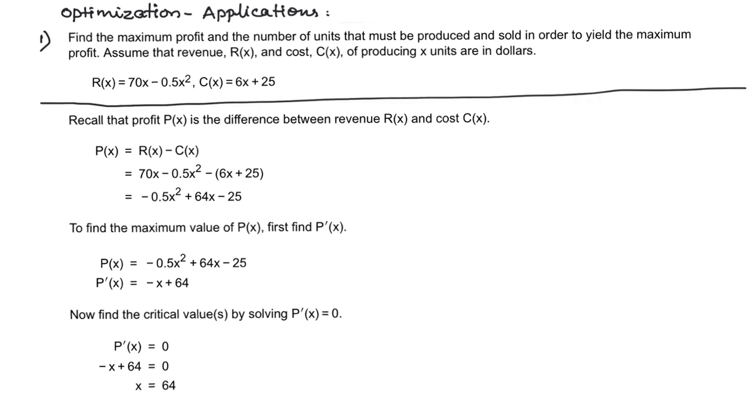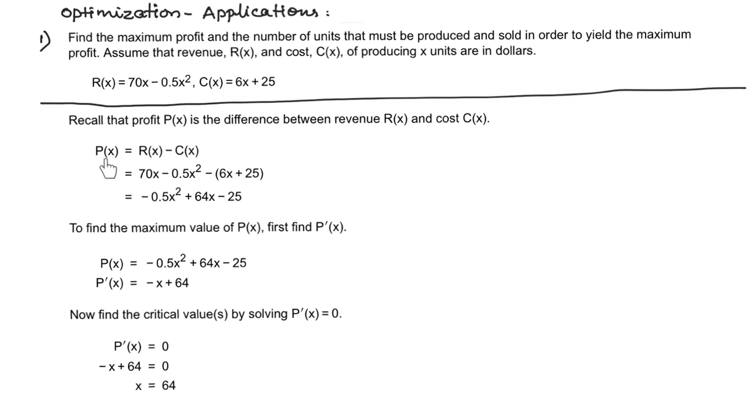Let's look at this example. Find the maximum profit and the number of units that must be produced and sold in order to yield a maximum profit. While reading this, you can see that it says maximum profit. That means we need to maximize the profit function. So we need to set up the profit function. Assume that the revenue and the cost of producing x units in dollars are given.